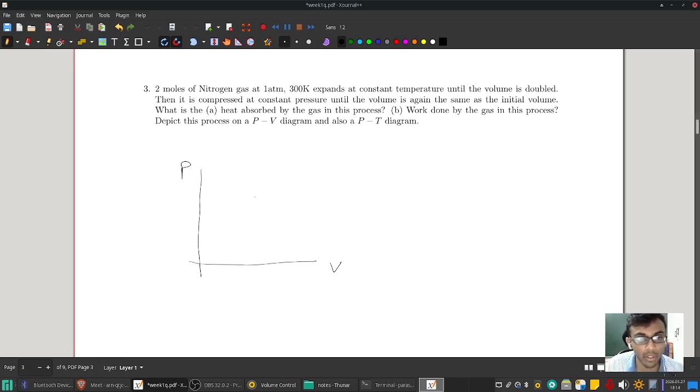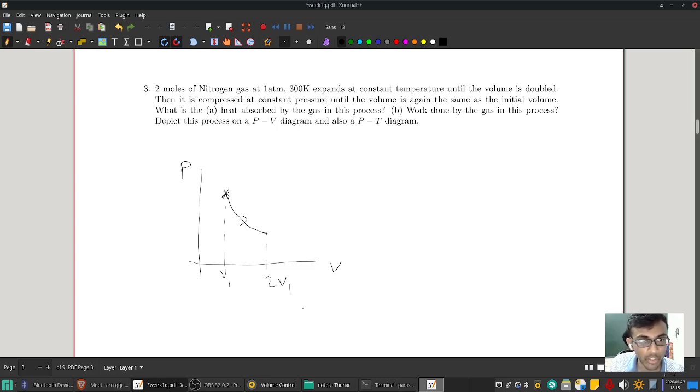Yeah. So the gas starts off at 1 atmospheric pressure and 300 Kelvin. So let's say it is this point. And it is then expanded at constant temperature. So this first step is an isothermal process. So this gas expands until the volume doubles. So if this is V1, the gas expands until this becomes 2V1. That is the first step.